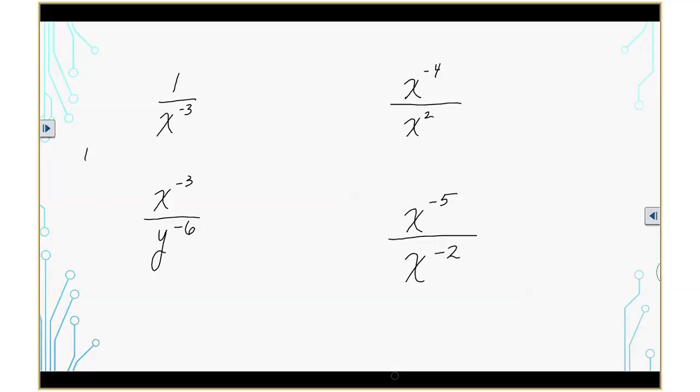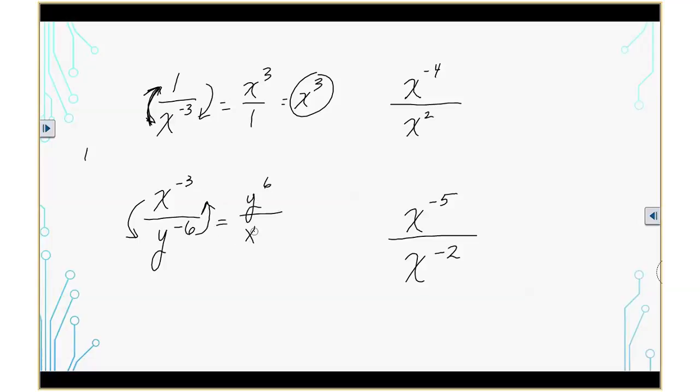All right. This one says that I can bring this up. Just flip it. And that'll give me x to the 3rd over what? Which is x to the 3rd. This one, I'll take this downstairs, and I'll take this upstairs. Anything else I can do? No. Why can I not do anything else? Different bases.